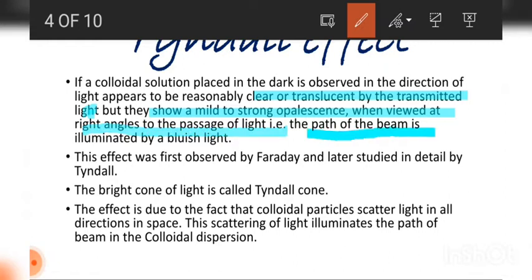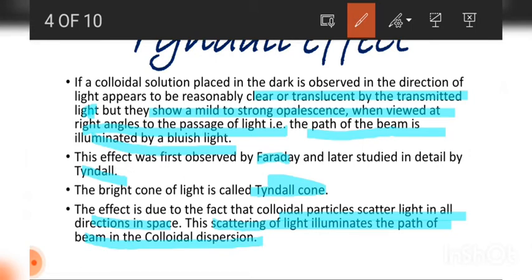That is, the path of the beam is illuminated by a bluish light. This effect was first observed by Faraday and later studied in detail by Tyndall. Hence, the name given is Tyndall effect. The bright cone of light is called as the Tyndall cone. The effect is due to the fact that colloidal particles scatter light in all directions in space. This scattering of light illuminates the path of beam in the colloidal dispersion.